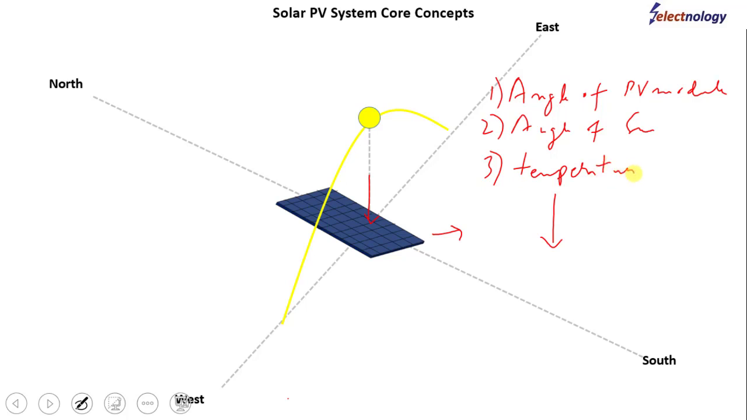The temperature factor basically depends upon two main factors: the internal characteristics of the PV module, and second, the ambient temperature, that is, how much is the environment temperature.